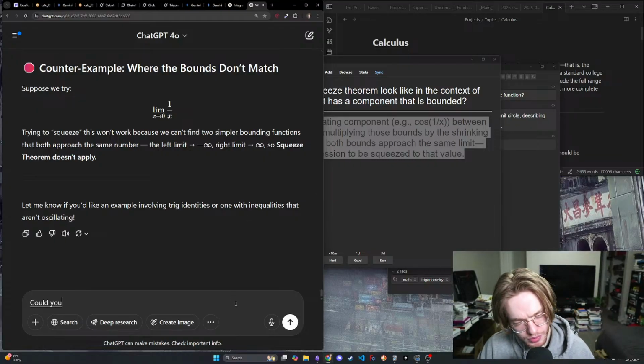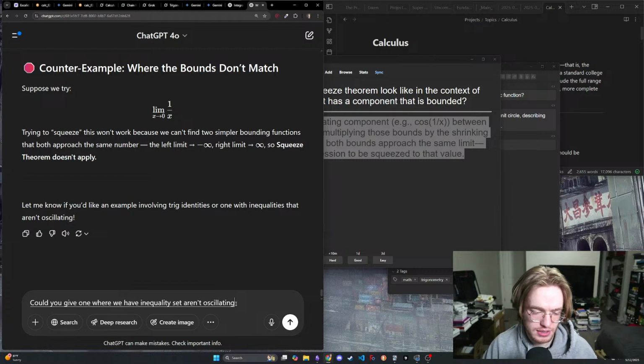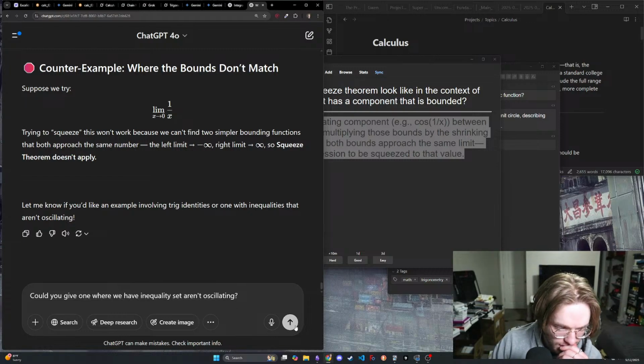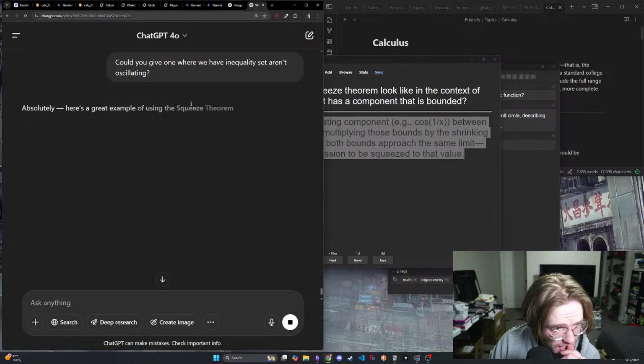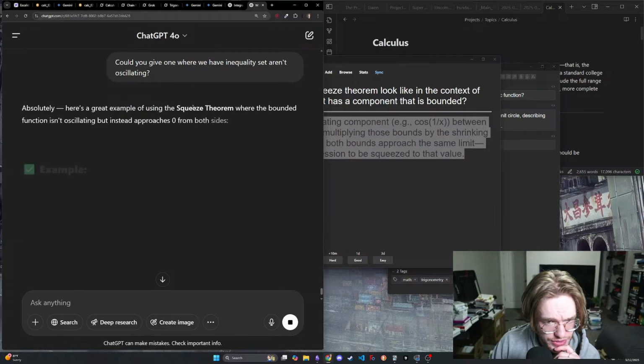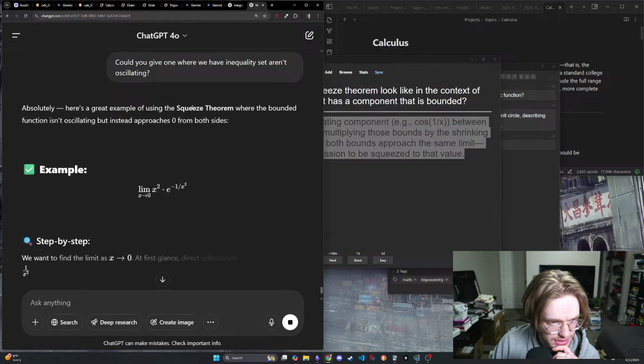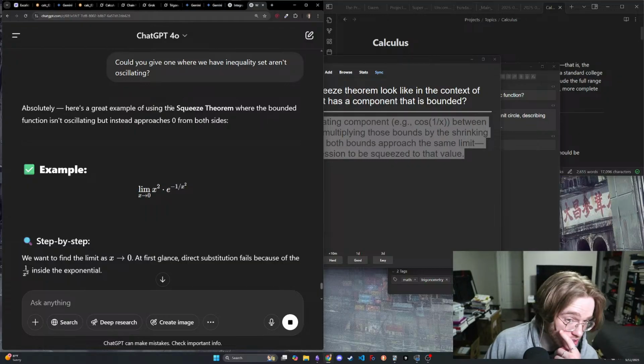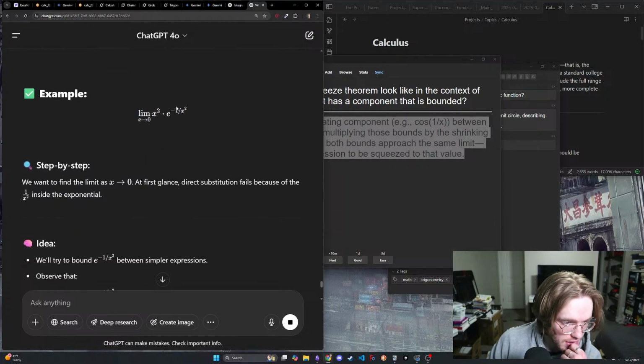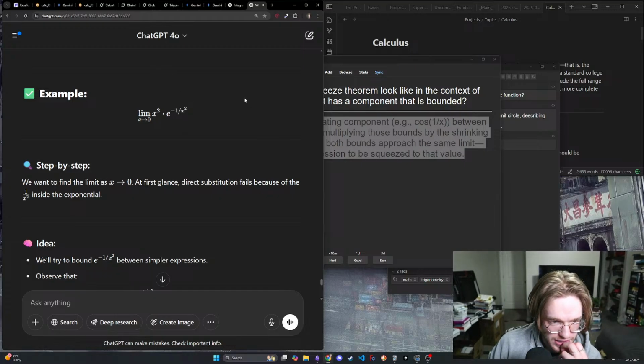Could you give one where we have inequalities that aren't oscillating? Absolutely. Here's an example of the squeeze theorem where the bounded function isn't oscillating, but instead approaches 0 from both sides. We want to find the limit as x approaches 0. At first glance, direct substitution fails because of the 1 over x squared inside the exponential.